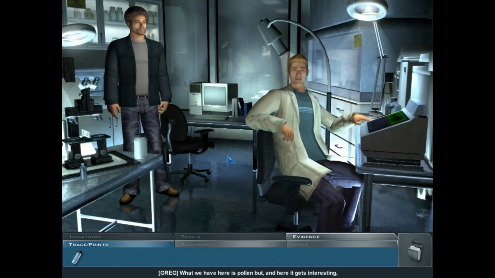What we have here is pollen. But, and here it gets interesting, not from a single species. Quite an exotic mix, really. Pinch of Spanish bayonet, dash of tiger aloe, sprinkle gently with cholla cactus, and voila, a sneezer salad. Printed all the ingredients out for you. Check with Brass, though. He can help track all these down.